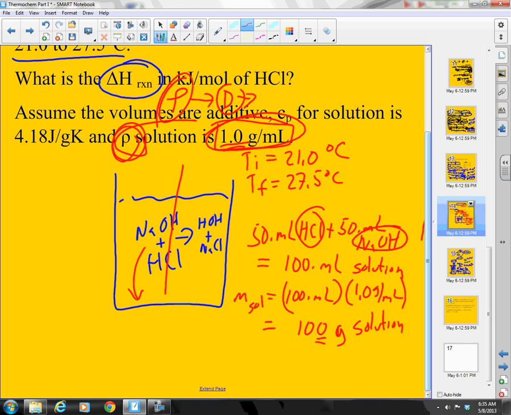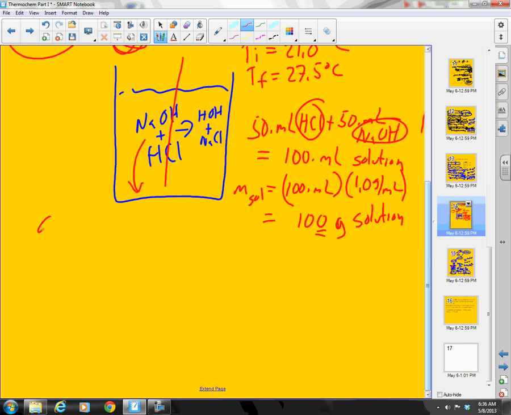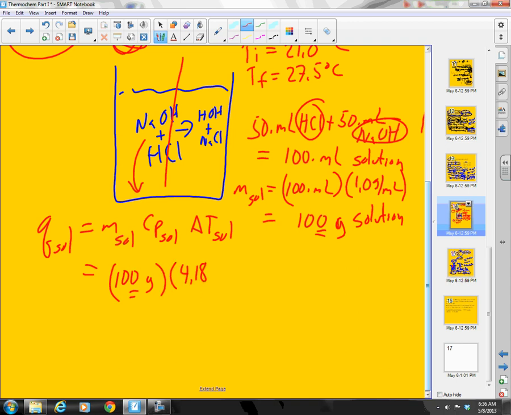It says what? The C sub P, you know, there's a problem with me writing everywhere. I cover up some important stuff. My C sub P for the solution they give me is 4.18. Okay, so what do we want to do? We want to get Q of the solution. So Q solution is mass solution, C sub P solution, delta T solution. Good. What's mass of solution? We know that is 100 grams, 2 sig figs, times 4.18 joules per gram Kelvin, times, I have a delta T.